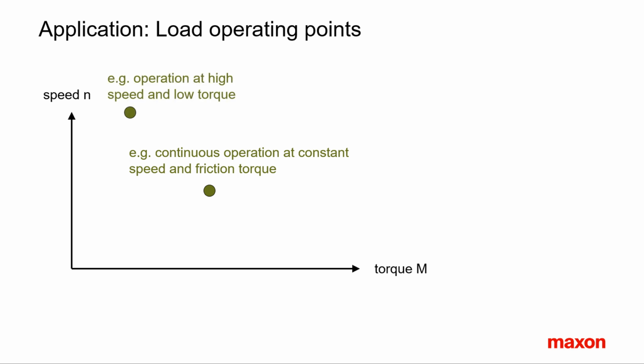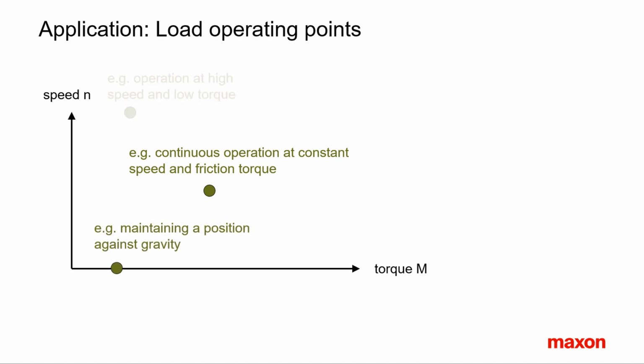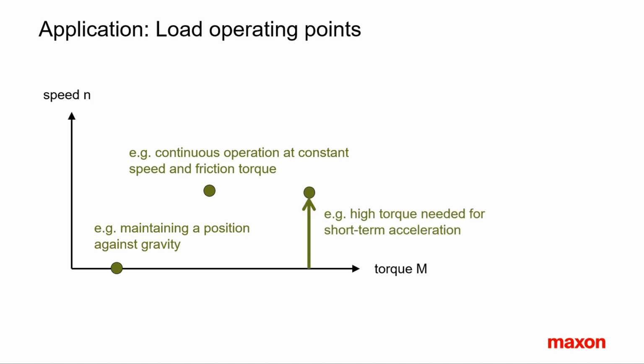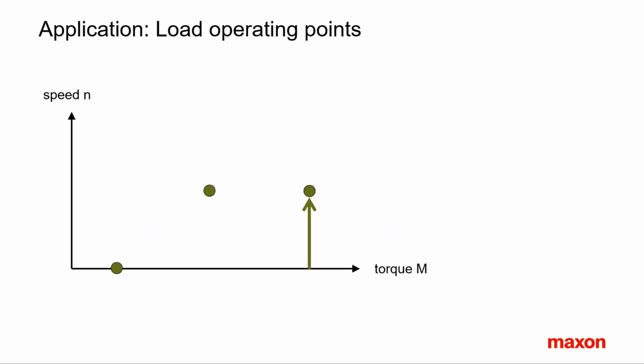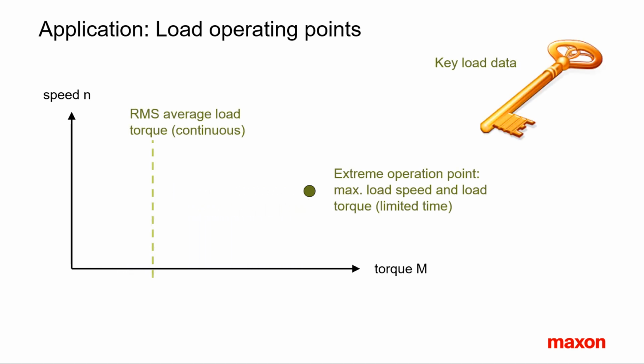There might be an operation at higher speed but at lower torque, or maintaining a position against some external force at zero speed. Another possibility is speeding up with some mass inertia to overcome. Usually, that's where the highest torque occurs. Regarding torque, we condense all the operation points in a few key values: the average RMS load torque and the extreme operation point. Let's first look at speed.